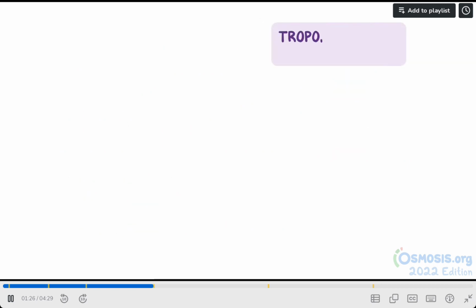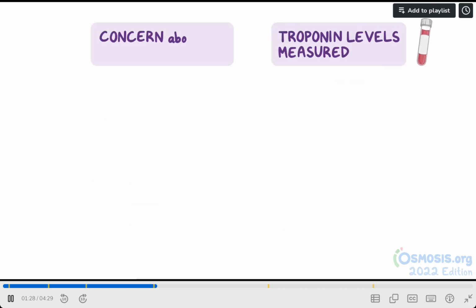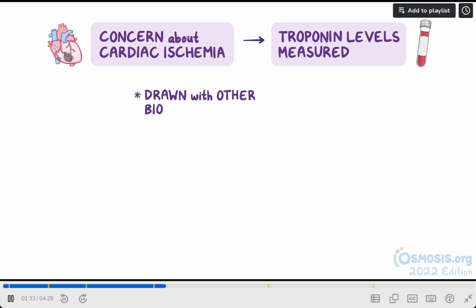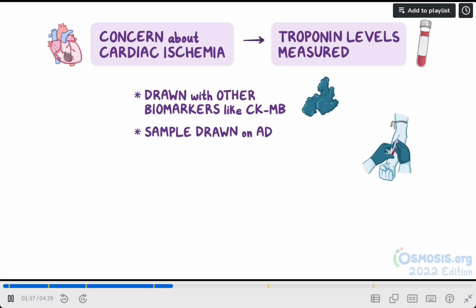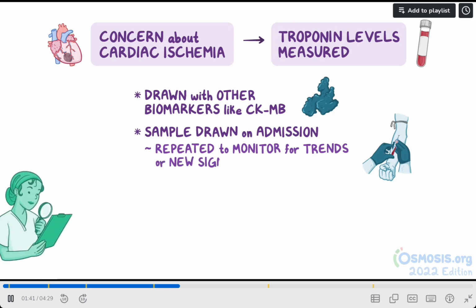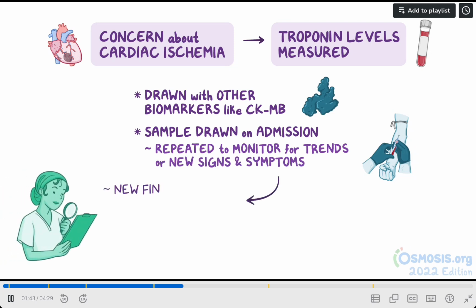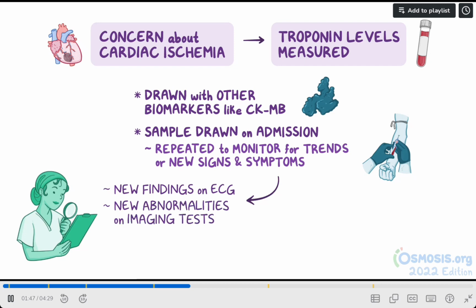All right, so troponin levels will be measured when there is a concern about cardiac ischemia. Troponin levels are usually drawn together with other cardiac biomarkers like CK-MB. Typically, a blood sample is drawn on admission and repeated to monitor for trends in the values, or if there are new signs and symptoms of ischemia, like new findings on ECG or evidence of new abnormalities on imaging tests.